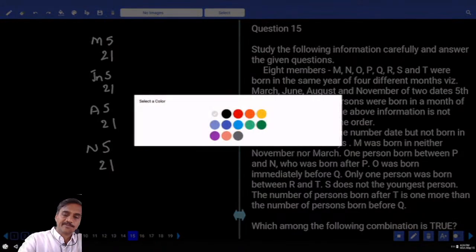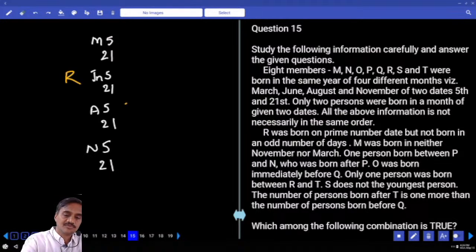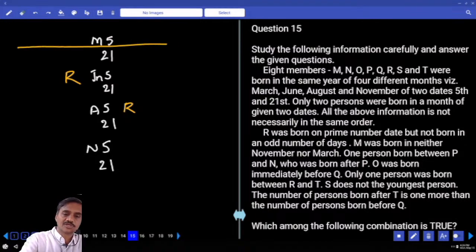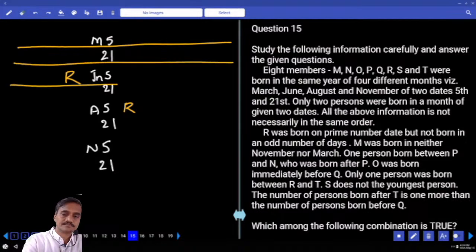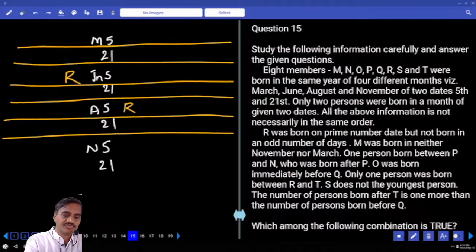R was born on a prime numbered day, that means on the 5th, but not born in odd numbered days of March, June and April. Hence R can be either June 5th or April 5th. Now who is this person here? R. Now R was born on a prime date but not in a month with odd number of days: either June, April or November, because November also has 30 days. So there are 3 different possibilities for R. R can be on 5th of November as well.